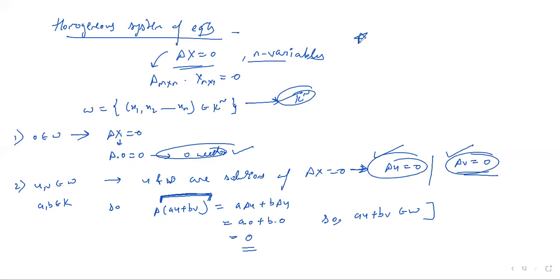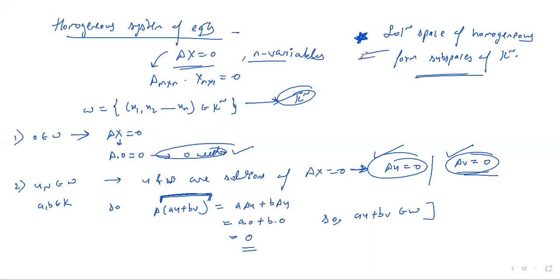So this is a very important property. We are going to use it many times: in a homogeneous system, the solution space of a homogeneous system forms a subspace of K power n. This is very important. So this is what we have studied about subspaces.